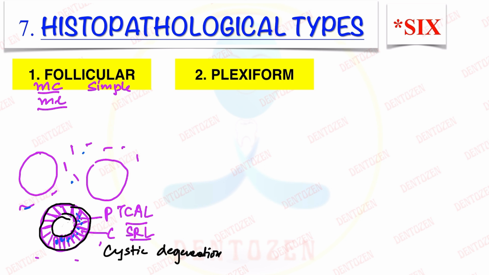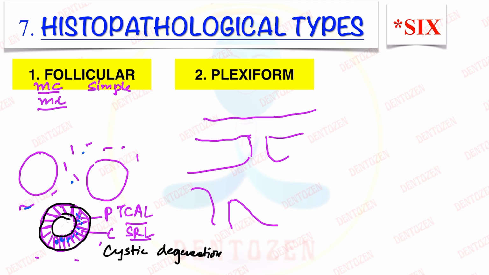Next we come to the plexiform type. Now in this, the odontogenic epithelium is arranged in long strands or cords, and these are interconnected. They are anastomosing, they are connected to each other. In this, the strands are bound by the tall columnar ameloblast like cells, and between these ameloblast like cells in some places we can see stellate reticulum, but it is less prominent because there is no space between them.